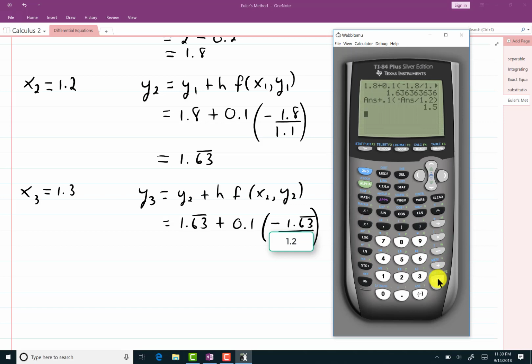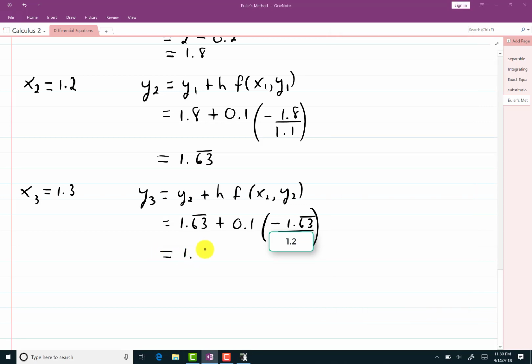Enter. And believe it or not, that comes out to 1.5. I'm a little surprised, but that's fine. So in this way, you're creating a collection of points that you can possibly graph and then connect them with straight lines. Now, this process is very arduous to do by hand.